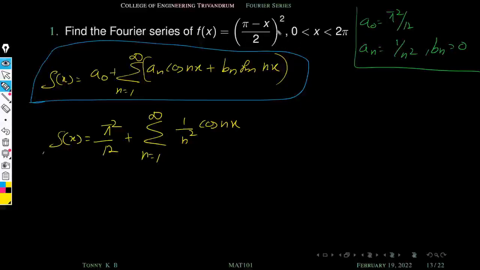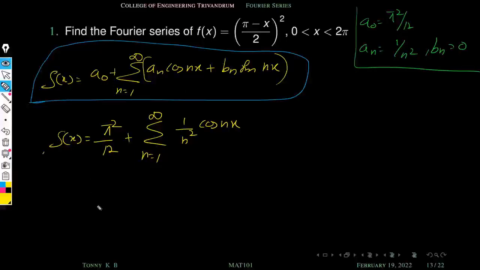And one more thing, actually this function is a polynomial, (pi minus x) by 2 whole squared. We know that this function is continuous. So there is a relation between the function and S of x. Yes, the relation is they are the same. If it is continuous, then they are the same.